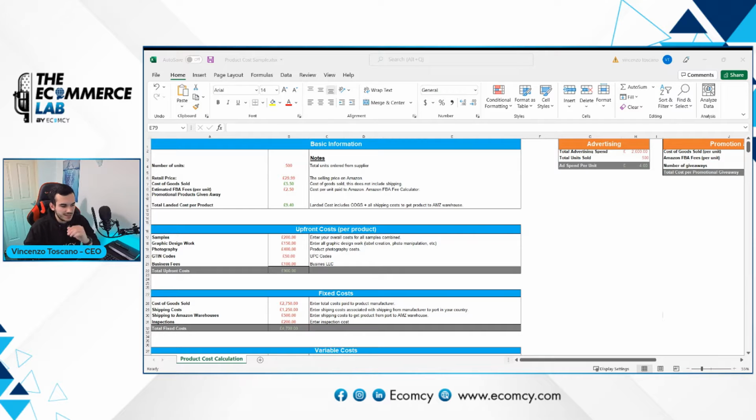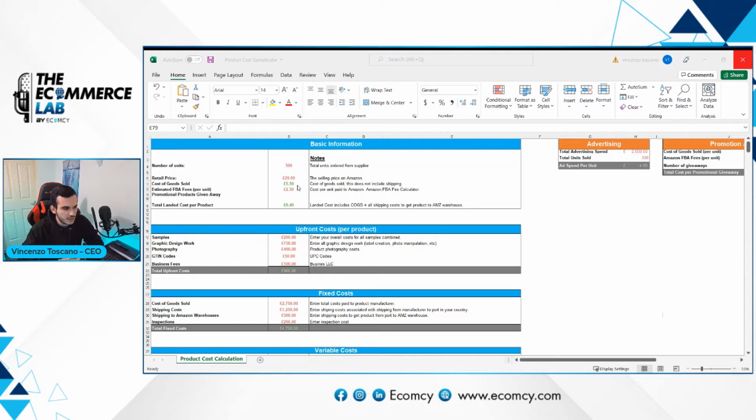So yeah, in this template we're just assuming, of course, a retail price and also a cost of goods. This is just for demonstration purposes, so it is not on any specific product. I'm just playing with the numbers in terms of the calculations you should usually be doing to understand your profits and all the expenses around launching a product on Amazon.